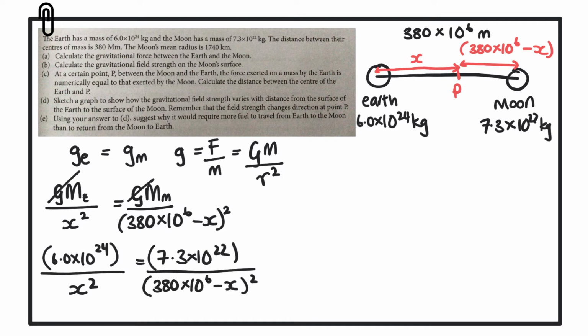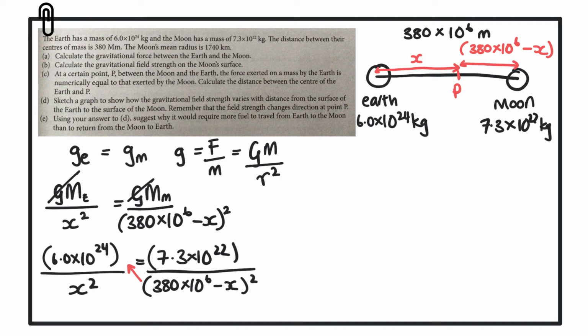So now we have an equation with only one unknown, that is x. So we want to rearrange this equation in order to find x. First, we'll need to get all the x's on the same side of the equation. So I'm going to try and get all the x's onto the left-hand side of the equation. And to do that, I'm going to bring this expression, the 380 by 10 to the 6 minus x all squared, I'm going to bring that over to the left-hand side where it becomes a multiply. So it will go up onto the top line.